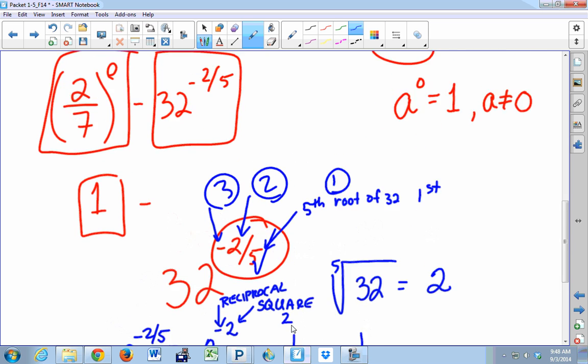Okay, so that's the answer there. So this box now becomes 1/4. This box is the number 1. And what's 1 minus 1/4? 3/4. So there you go.